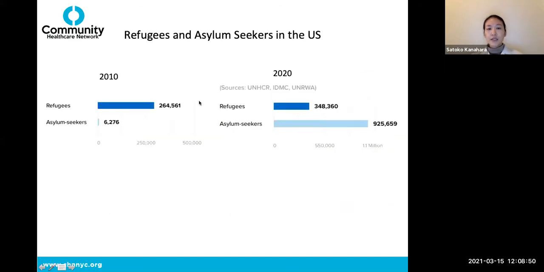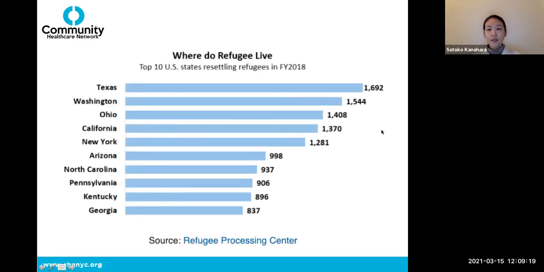And looking at the divide between refugees and asylum seekers, I'll talk a little bit more about the difference in a bit, but just so you can get some sense, in 2010, most of the refugees and asylees coming into the country were refugees. But in 2020, the number of asylum seekers has way surpassed the number of refugees we have in the country. So we do see some trends and differences in what type of immigrants and refugees are coming into the country. All right, and then when they come into the United States, where do they go?